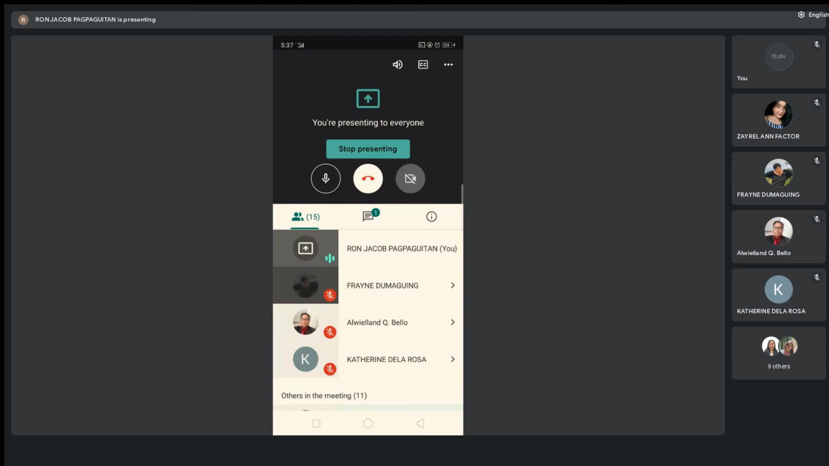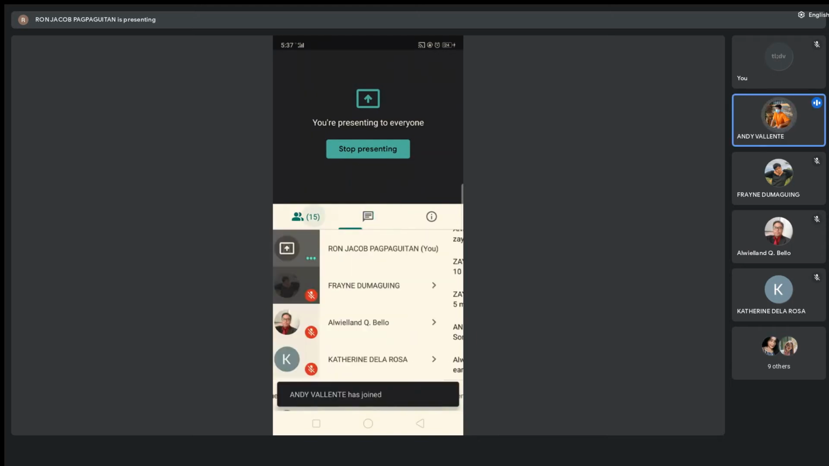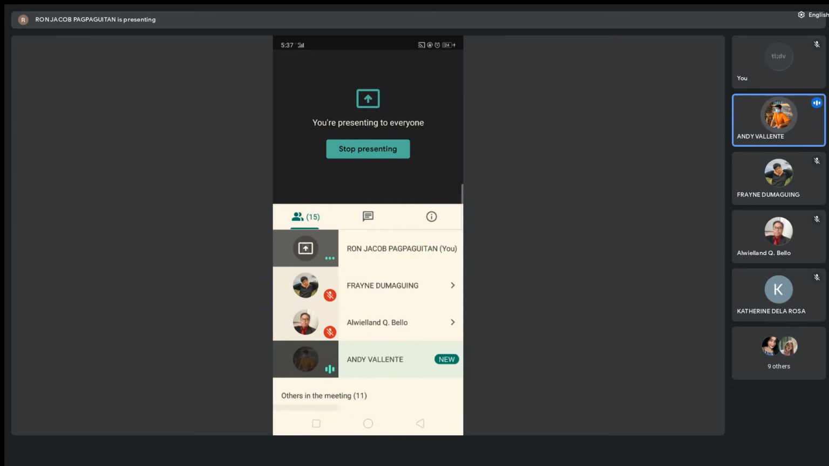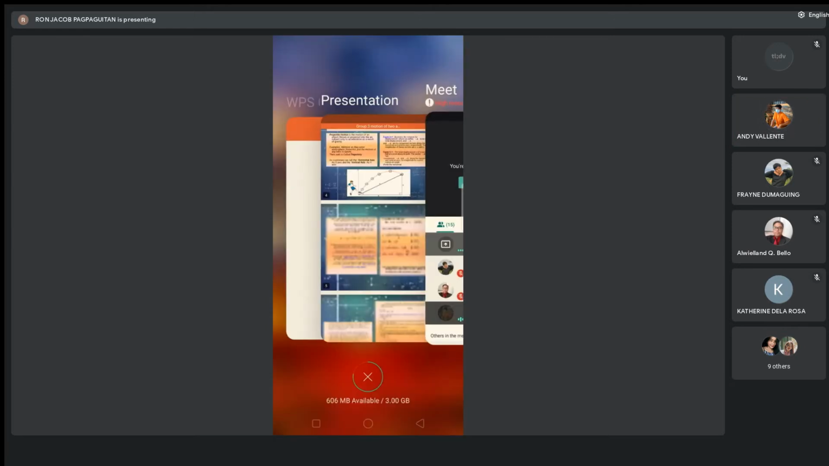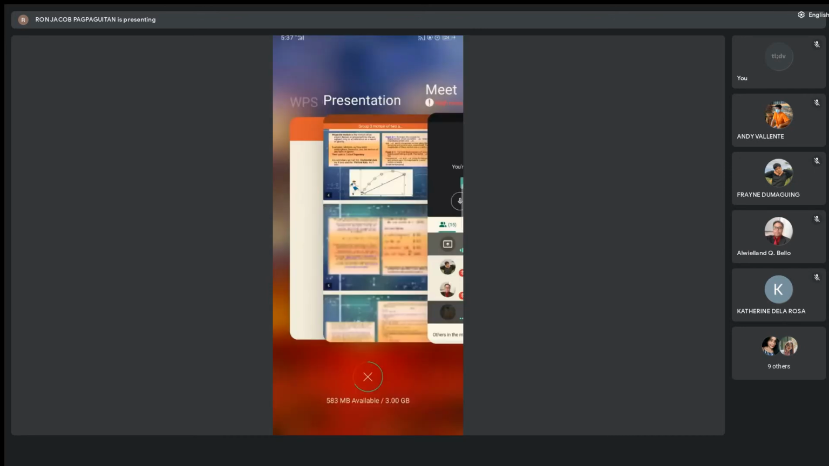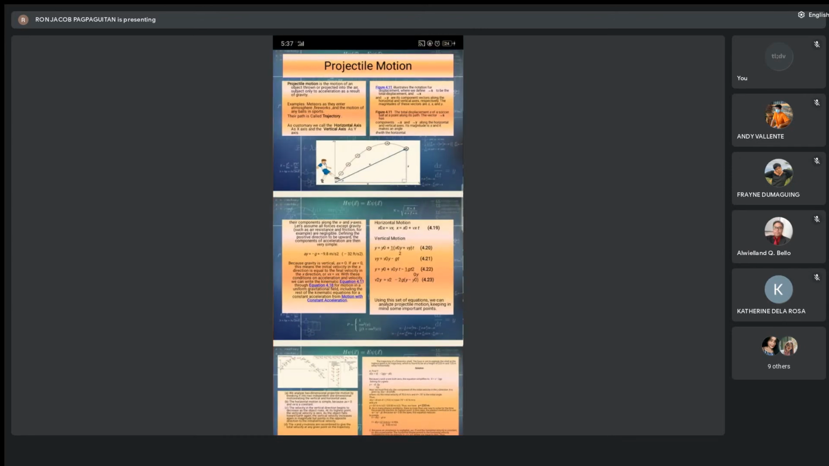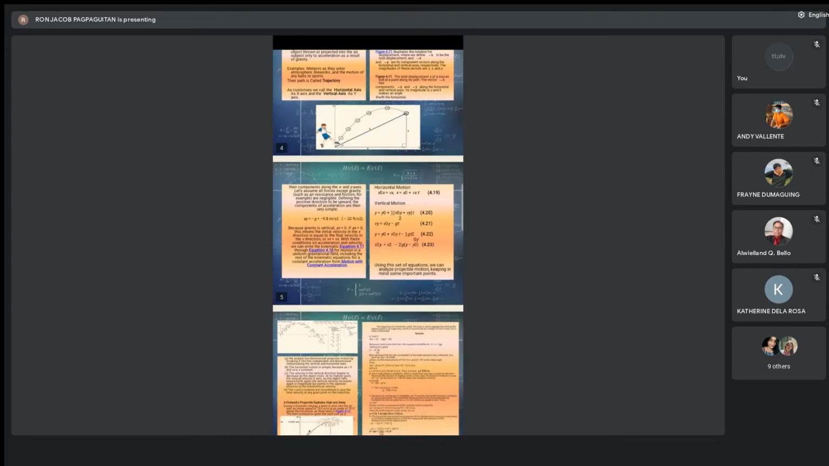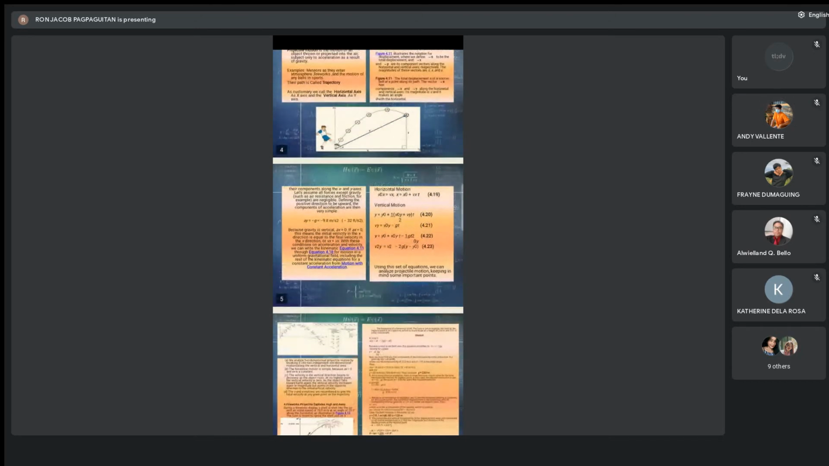Makita pa ninyo ang presentation nga naay lalaki nga nagsipa og bola. Ron, wala kay presentation ganina pa. Ay, sorry. Sorry. Sige, Nana. Oo, kanana lang. Makita ninyo ang boy nga nagsipa og bola?